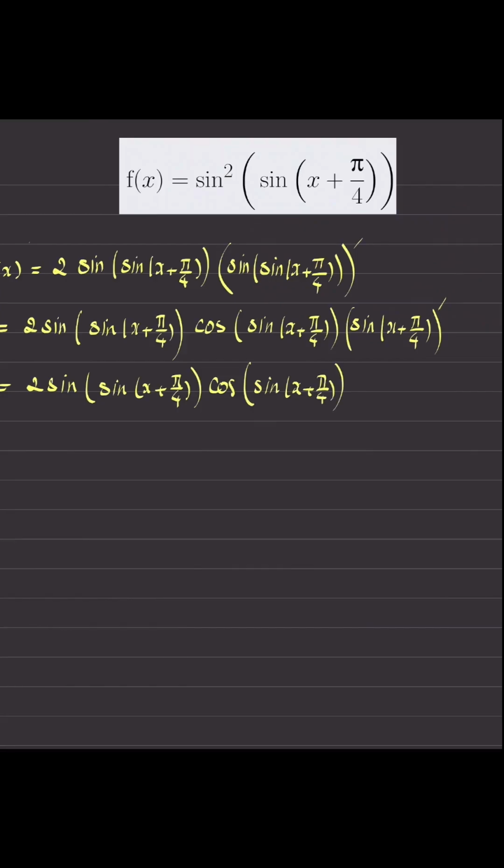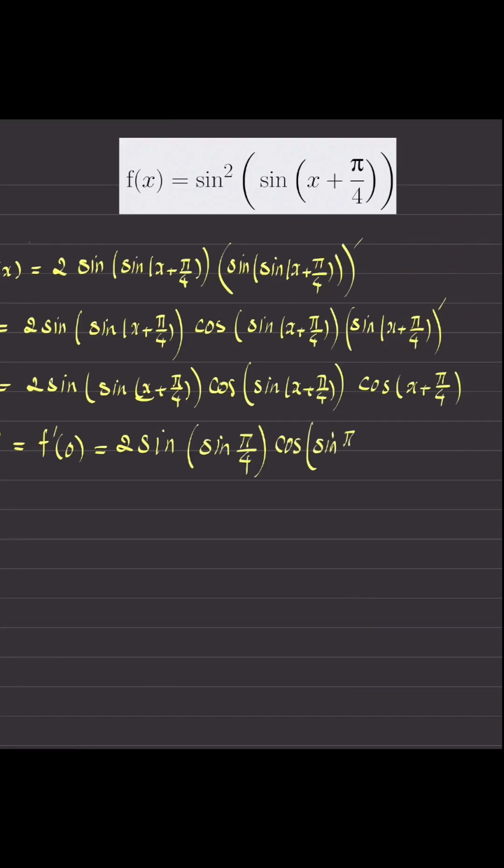Yes, and then we take this one to be u, and then again the derivative of sine u becomes cosine u multiplied by u prime, but this time u prime is 1, so the end of the story will be just cosine of u. So this becomes cosine of x plus pi over 4. Now everything is ready. We're supposed to calculate f prime of 0. So this means that everywhere I see x, I put 0. So this becomes 2 sine of pi over 4 multiplied by cosine of sine of pi over 4 multiplied by cosine of pi over 4.